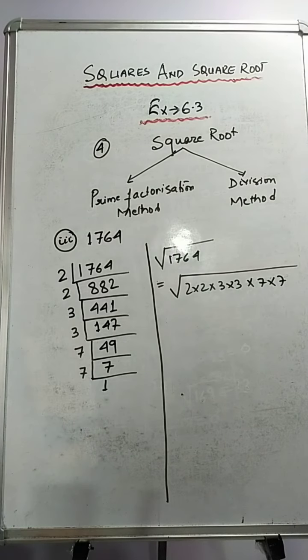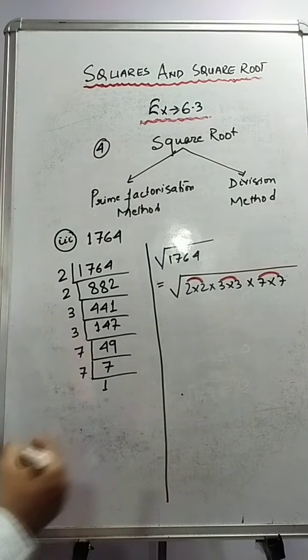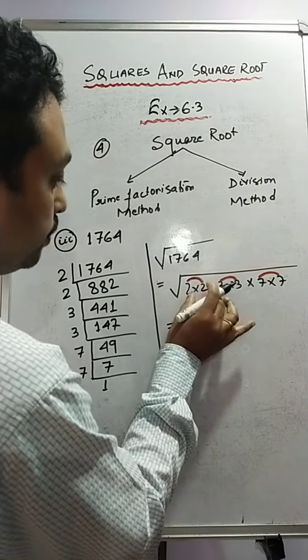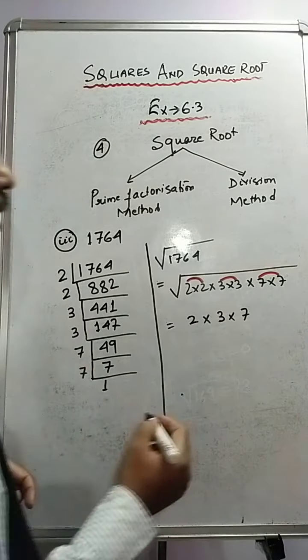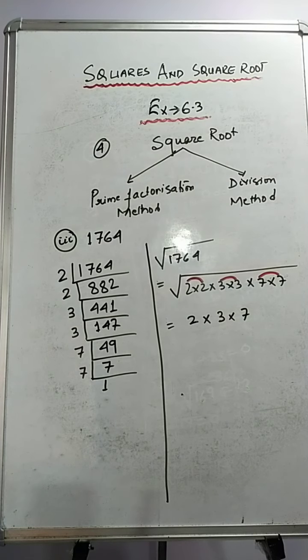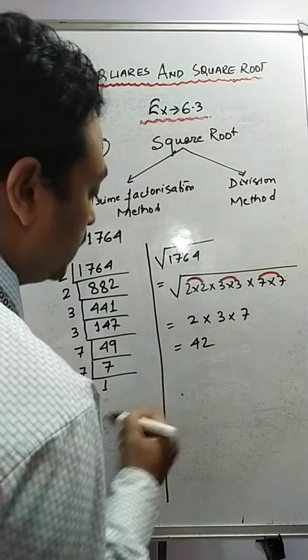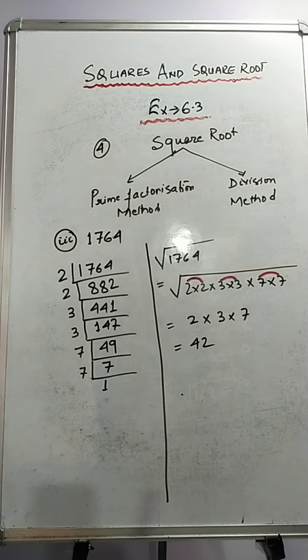The next step is what? Absolutely right. We have to go for pairing. And for each pair, what do we have to write? A single digit. For this pair, we will write just 2. For this pair, we'll write just 3. And for this pair, we'll write only 7. Fine. So what will be the required number? 2 threes are 6. 6 into 7, 42. That means 42 into 42 will give you 1764.